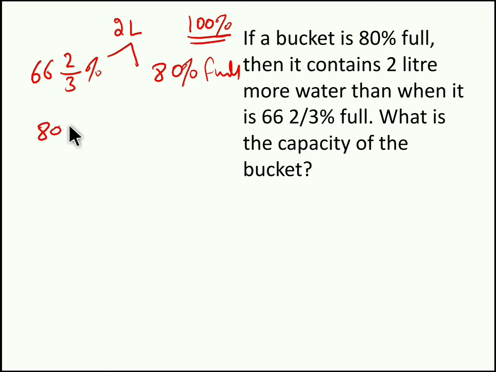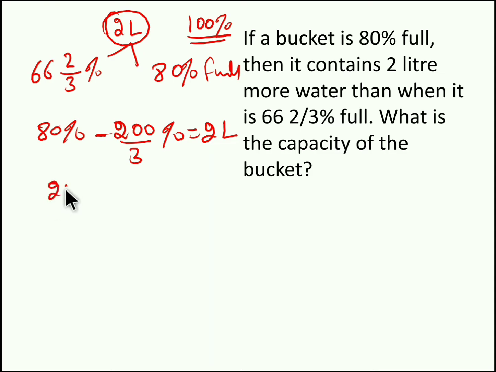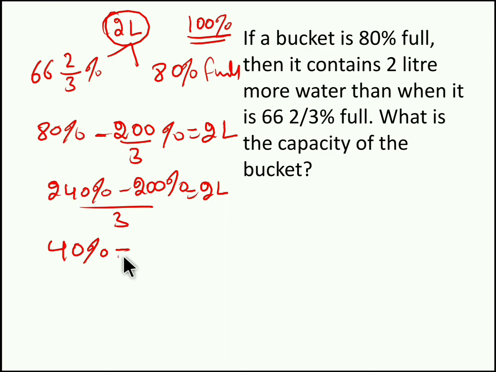So 80% minus 66 2/3% can be written in proper fraction. So 66 into 3, you get 198. 198 plus 2, you get 200. So 200 by 3%. Just subtract this, you will get the difference of 2 liters, right? Because of this 2 liters only, the 66 2/3 percentage becomes 80 percentage. So the difference between 80 percentage and 66 2/3 percentage is nothing but 2 liters. So when you cross it, you get 240 percentage minus 200 percentage by 3 equal to 2 liters. So 40 percentage equal to 6 liters, right?